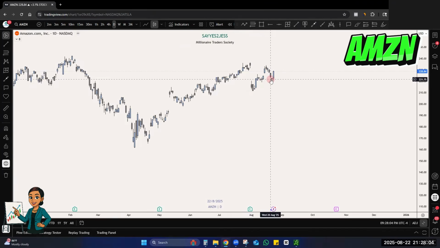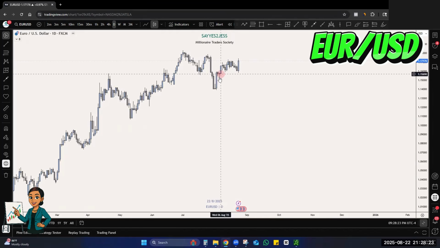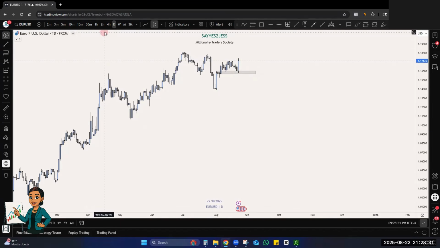Amazon right here came back to previous support, gave us a hammer candle the day before, pushed up today. The next one was Euro USD. Same thing with Euro USD on the daily. You can see we came back right here to the support. Price has rejected this area before. You have an inverted hammer.